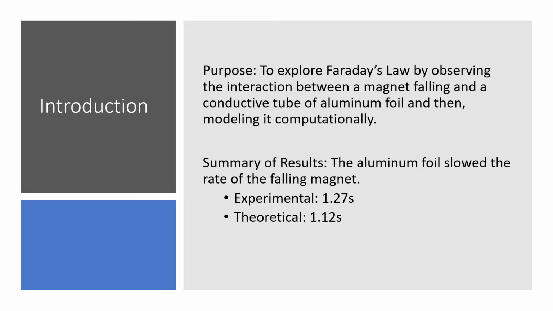As a summary of my results, I concluded that the aluminum foil tube slowed the rate of the falling magnet, and from my experimental results, it took 1.27 seconds for the bar magnet to fall through the tube, compared to the 1.12 seconds that it took based on my computational model.